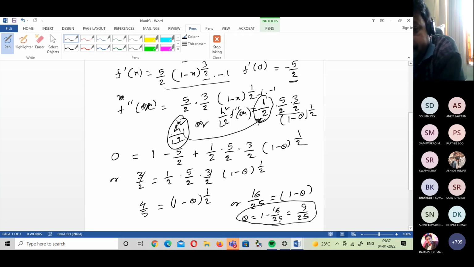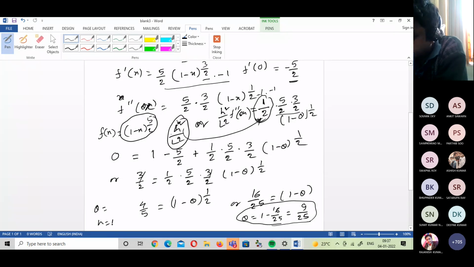Sir, the question was f of h, no? f of h is this expansion, but you consider f of x equals 1 minus x to the power 5 by 2. You have to prove it. Sir, f of x equals 1 minus x power 5 by 2 is given in the question. It must be given, otherwise how can you obtain it? Sir, we have taken h equal to 1, no? What was to prove? Theta equals 9 by 25 was the question. That you have to prove.